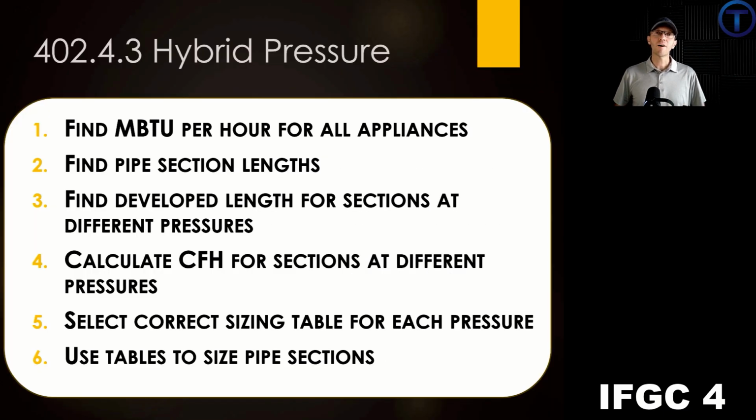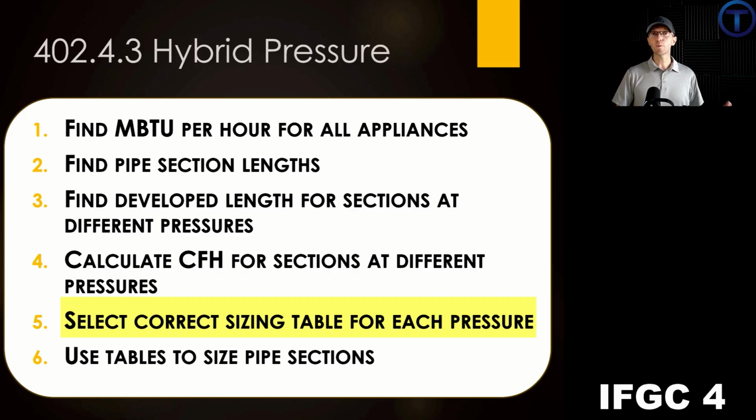Once again, we're going to follow these basic steps as we size. We're going to find the BTU per hour for all appliances. We're going to diagram the system and identify the sections that need to be sized. We'll find the developed length for each of those sections at different pressures. We'll calculate the cubic feet per hour for the sections at different pressures. Then we're going to need to select the correct sizing tables for each pressure.